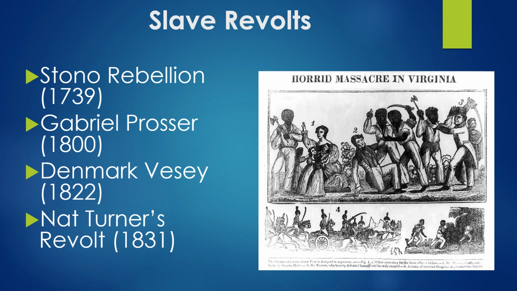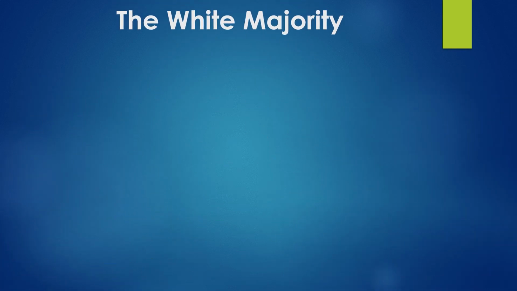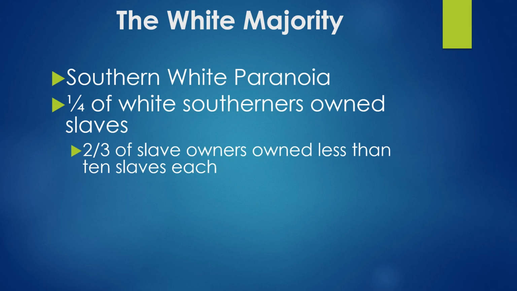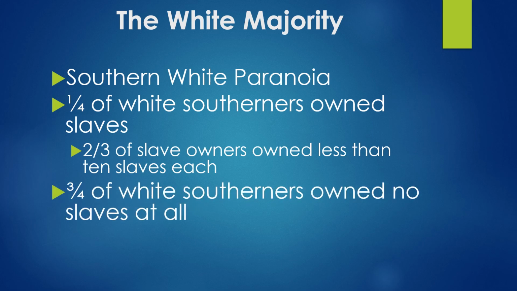Moving on, I do want to also talk about the white majority in the South and how the South existed. So we talked about Southern white paranoia, but about 1/4 of all white Southerners owned slaves, which meant that 3/4 did not. 2/3 of all slave owners owned fewer than 10 slaves each. But like I said, the power really rested in those 1,733 families. I also need to point out that 75% of white Southerners owned no slaves at all.